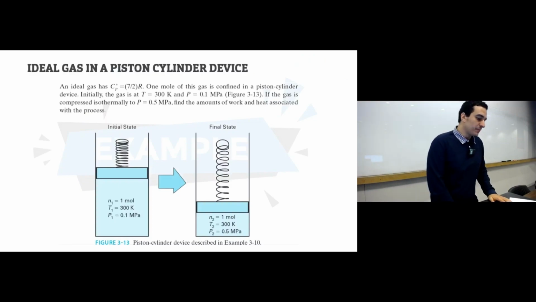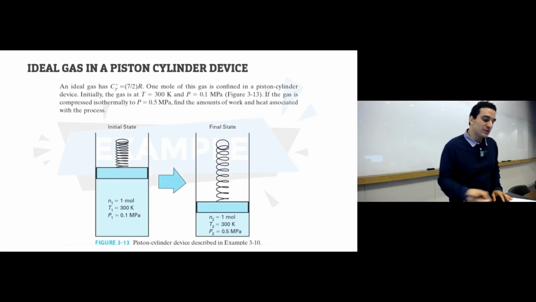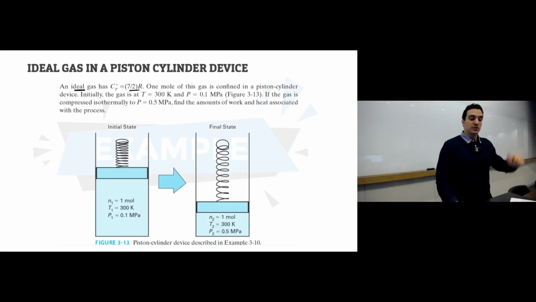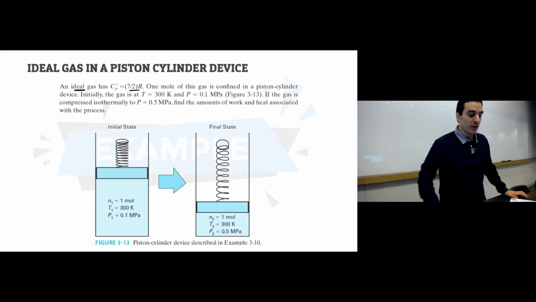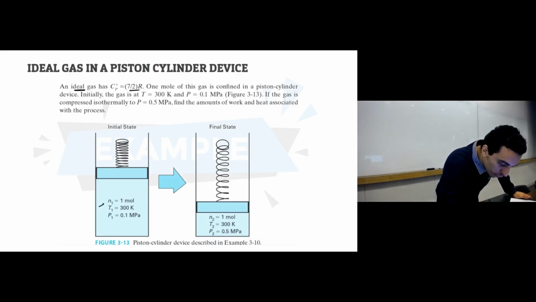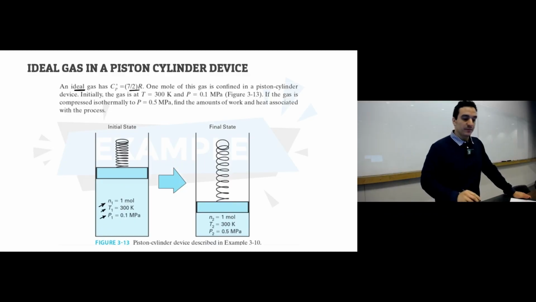Let's see another example. This example says we have an ideal gas. Cp of this ideal gas is 7/2 R, so Cp is given. We have 1 mole of this gas confined in a piston cylinder. This is the total amount we have. It's put in a cylinder. Initially, this gas is at 300 Kelvin and 0.1 megapascal.